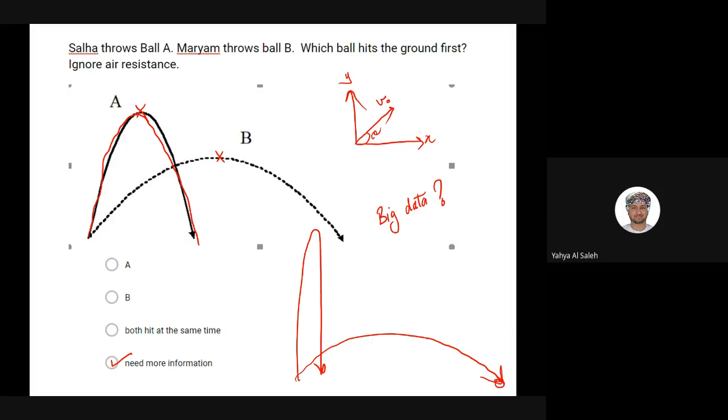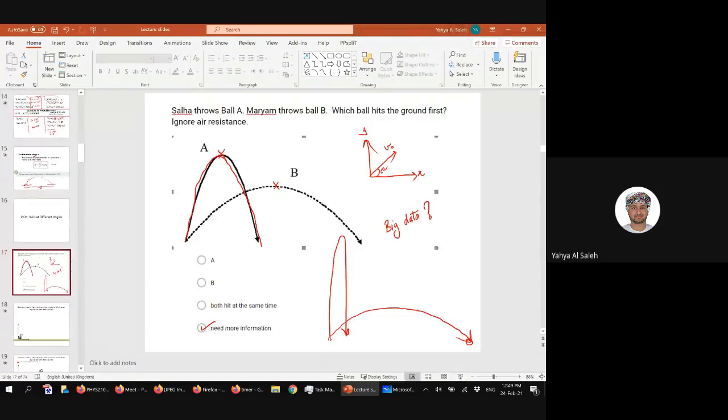Many times you will have loads of information. It just turns out that information is not enough for you to make a decision. That information is garbage. And we shouldn't be afraid to say that we need more information. There is no problem with that.